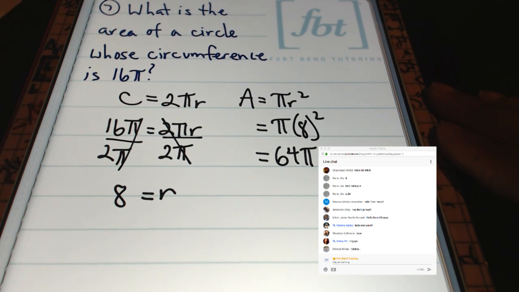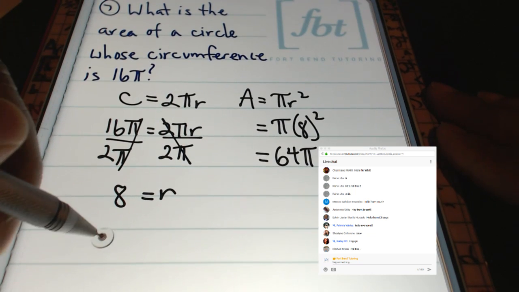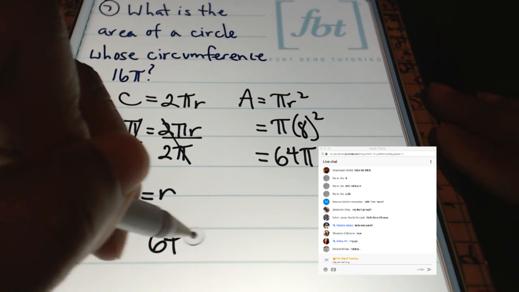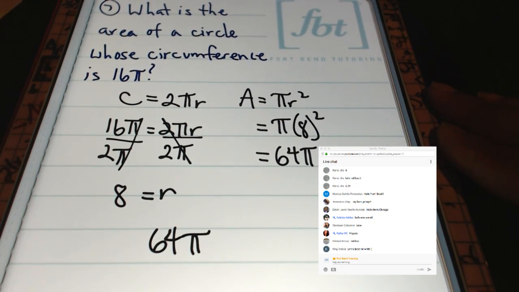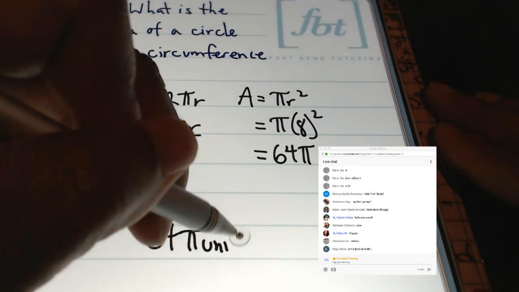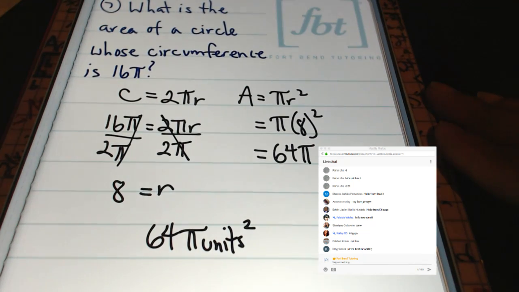And don't forget the unit of measurement, guys. Let's go ahead and write it properly here. It would be 64 pi, and then our unit of measurement would be units squared. Okay, so if it's inches, it'll be inches squared. If it was going to be meters or centimeters, those would be squared. It would be square units, whatever that is.